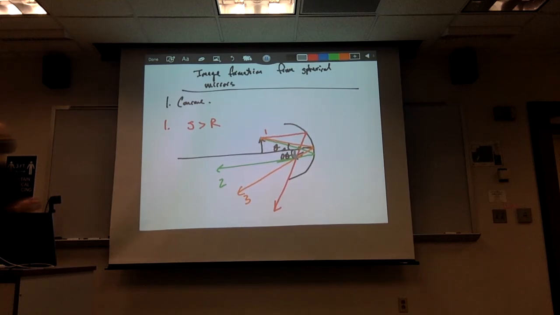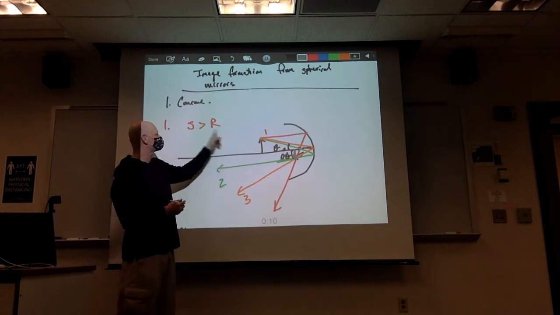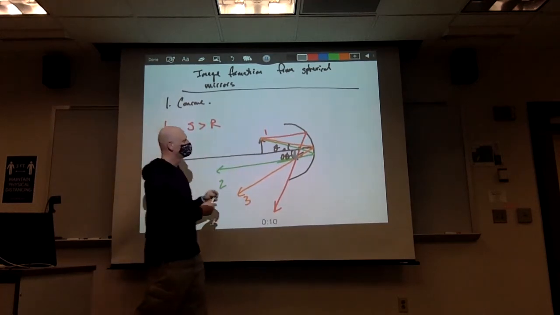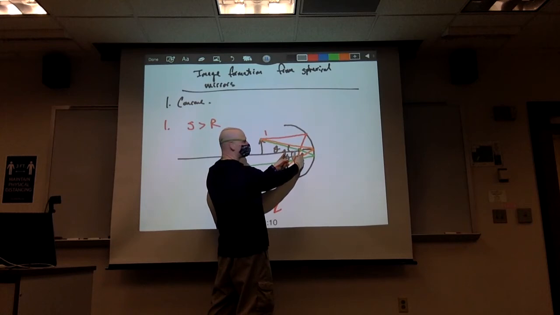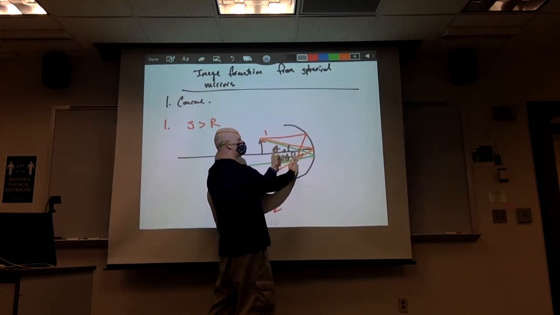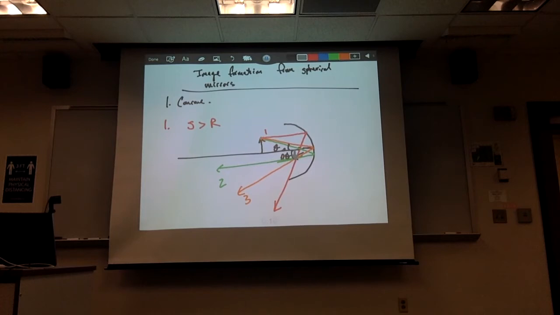So let's see what's going on here. In case number one, since the object is outside of the radius of curvature, here's my radius of curvature, here is my focal point. We can see in this case that our image is created between the focal point and the radius of curvature. So S prime is going to be somewhere between the focal point and the radius of curvature.